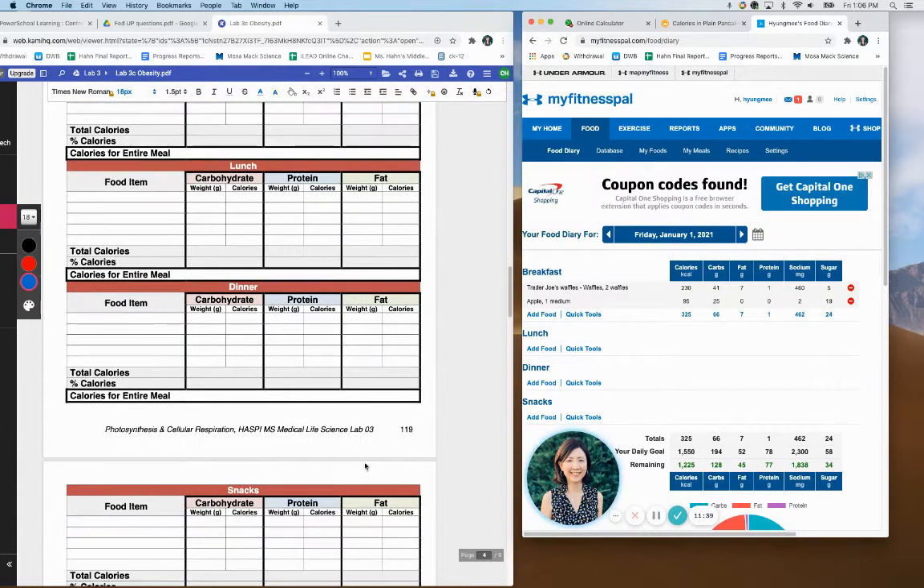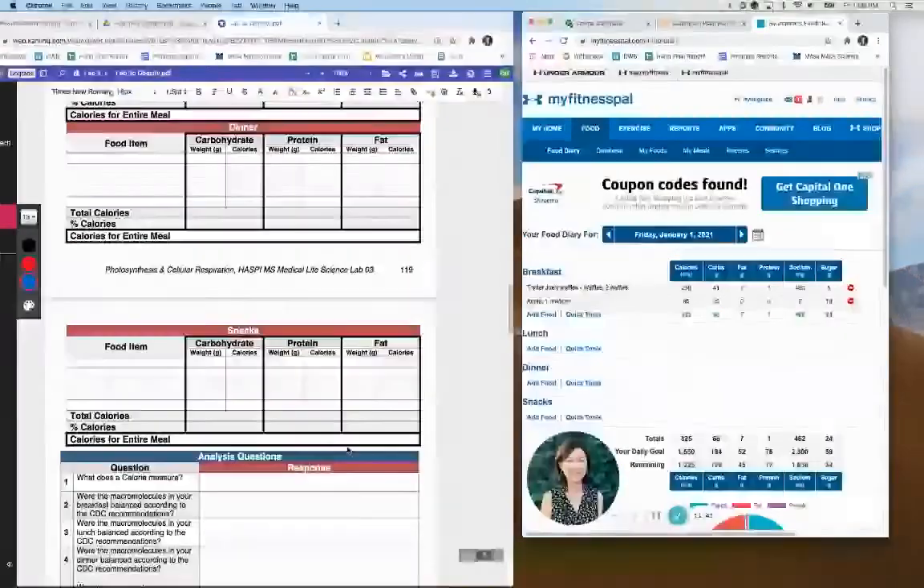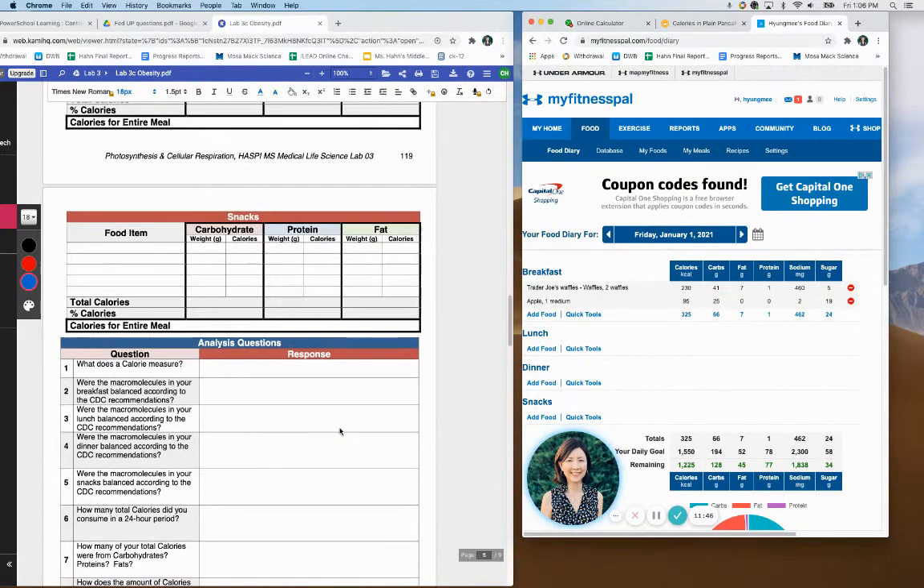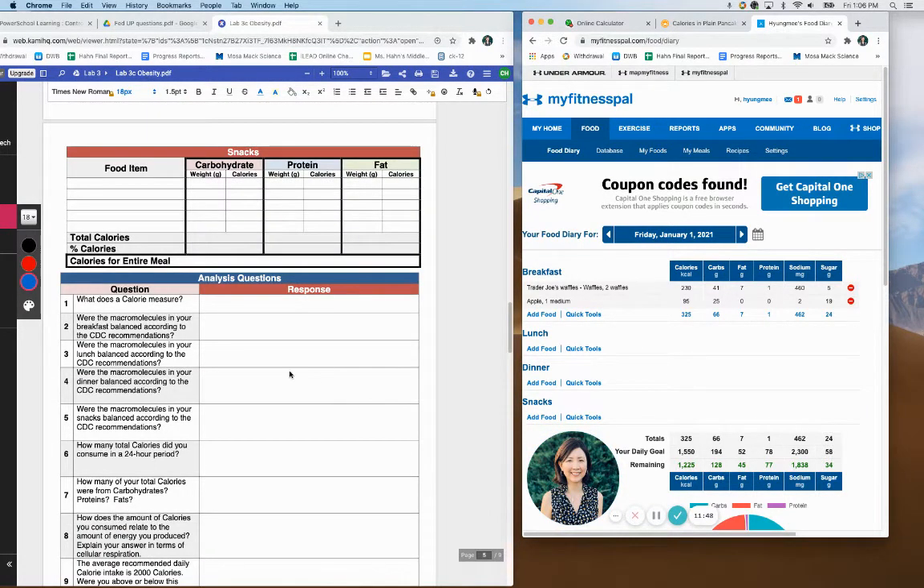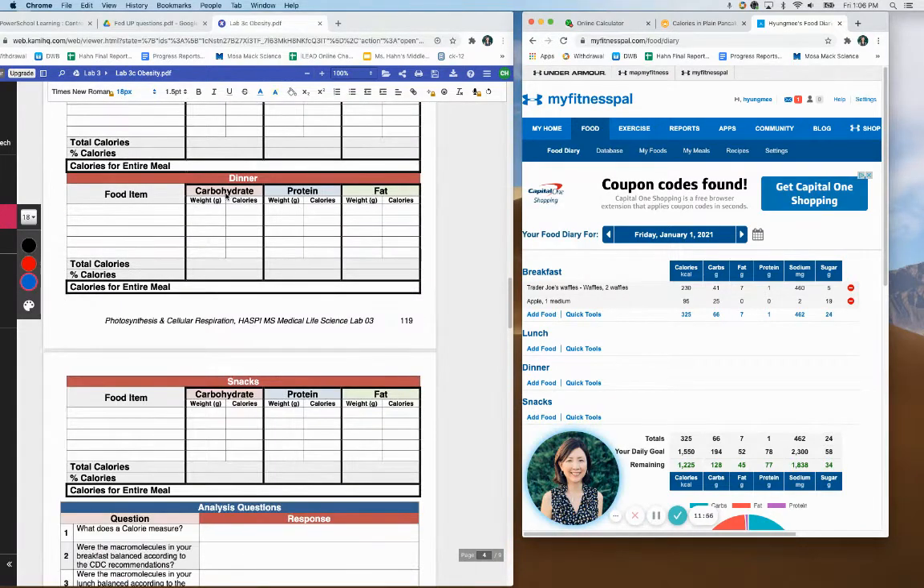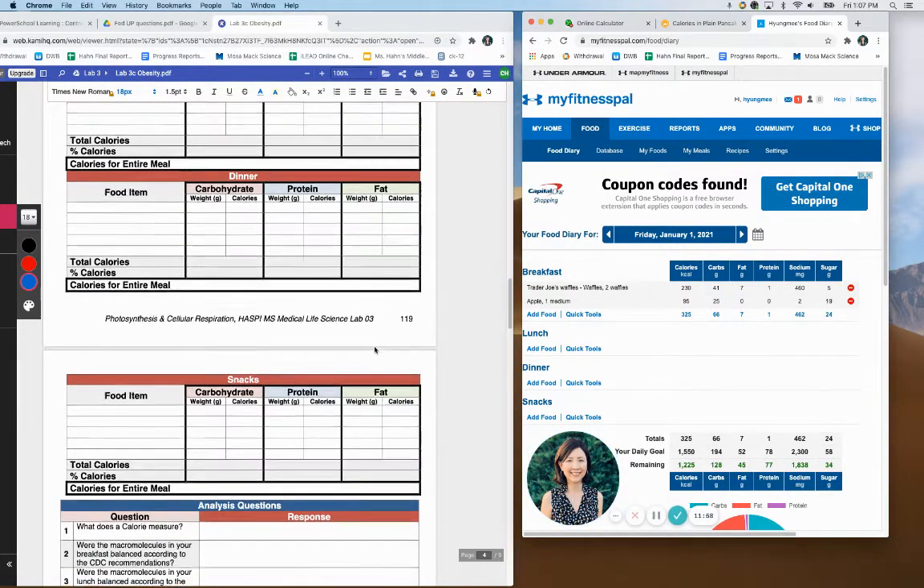Okay, and then you're going to calculate that. Oh, here's the snacks right here. And then I'm going to answer these questions. And if you're not sure what macromolecules are, you can look back up here. These are the macromolecules: carbohydrates, proteins, fats.